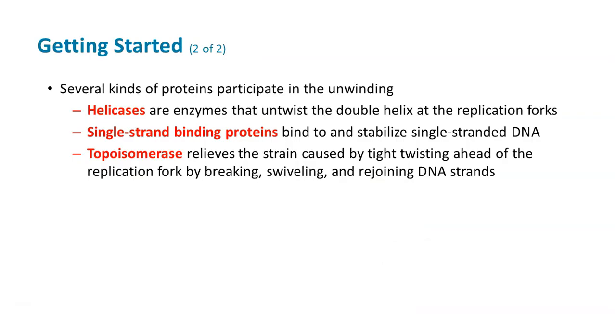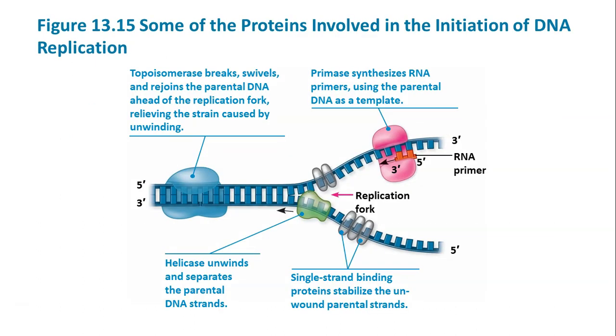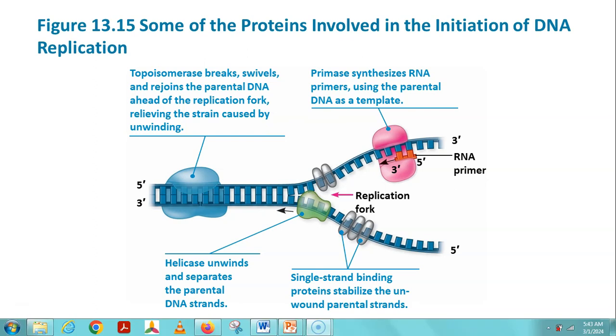And so here are the different players, okay? Single strand binding proteins are an additional player that stabilizes the DNA strand. Topoisomerase relieves the strain, relaxes it. And so here's topoisomerase. So this is a great picture to study. Topoisomerase relaxes it. Primase lays down the primer, which is RNA. RNA is the same as DNA, except a different sugar, ribose instead of deoxyribose, and uracil instead of thymine.